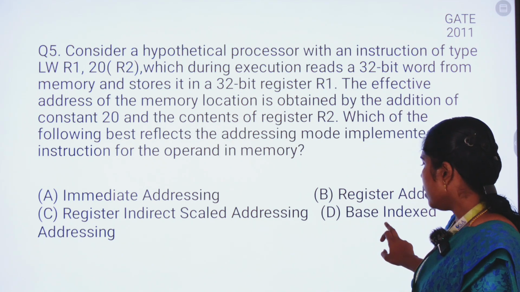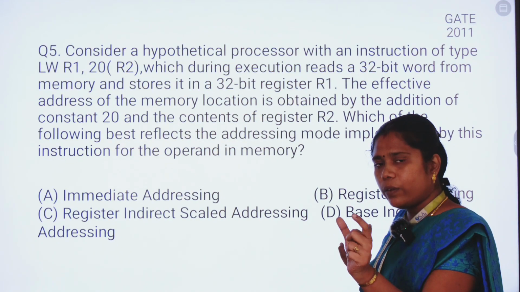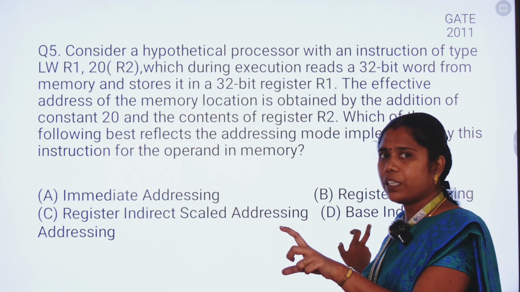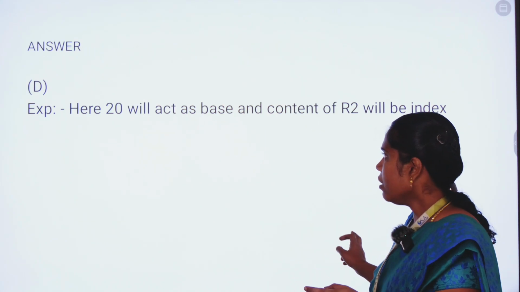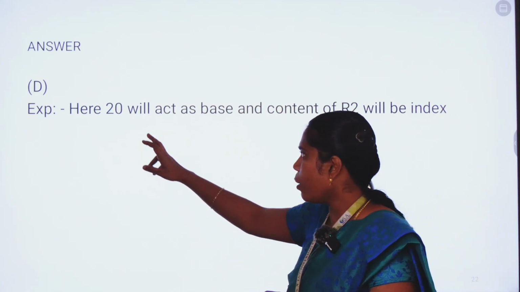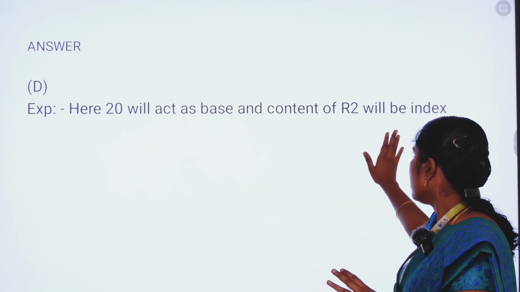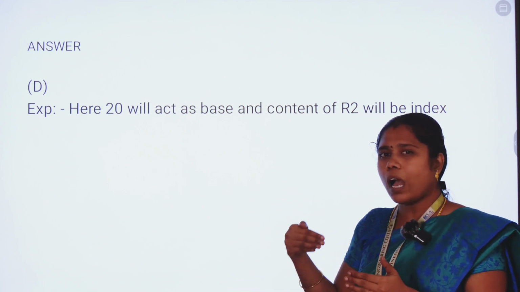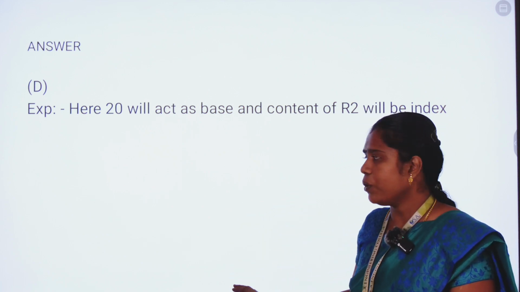So the correct option is the base index addressing mode, where the content in the register will be taken. The value of 20 will be added to the content of the register to go to the particular location to fetch the operand. So the option which best suits the question is option D. The value of 20 will act as the base and the content of the register will be added in order to get the effective address to fetch the operand. So this is how, from the question, we can analyze which addressing modes can be used.